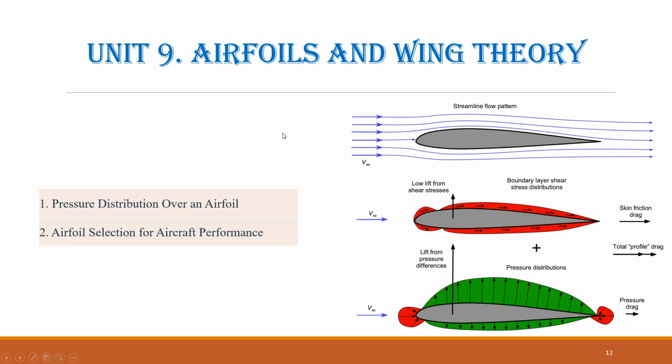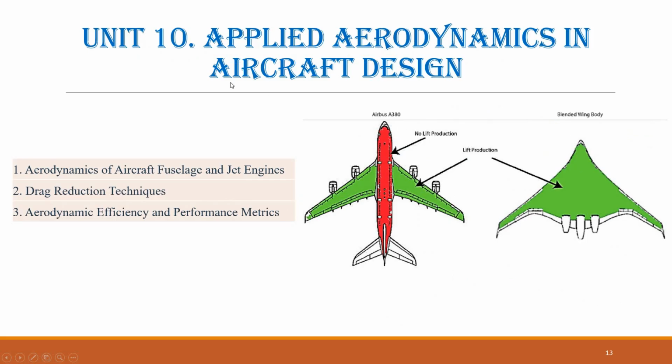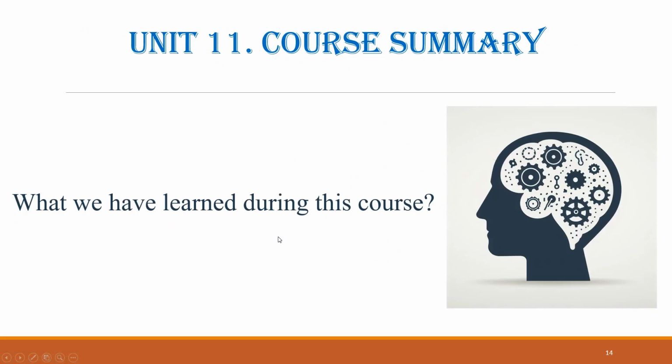Here's an overview of Unit 9, airfoils and wing theory. 1. Pressure distribution over an airfoil. 2. Airfoil selection for aircraft performance. Here's an overview of Unit 10, applied aerodynamics in aircraft design. 1. Aerodynamics of aircraft fuselage and jet engines. 2. Drag reduction techniques. 3. Aerodynamic efficiency and performance metrics. Unit 11. Course summary.